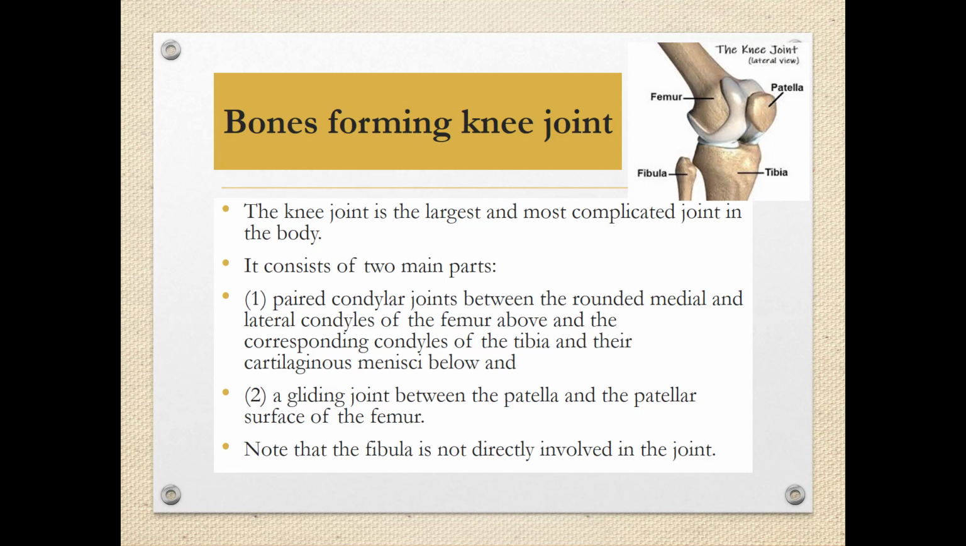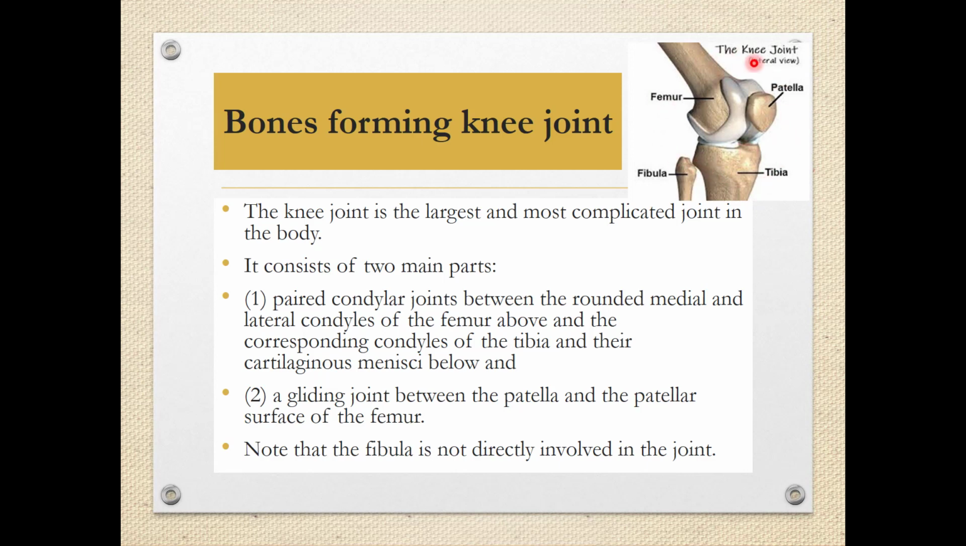The knee joint is the largest and the most complicated joint in the body. It consists of two main parts. See here, this is femur and the below bone, this is tibia. The main parts are the paired condylar joint between the rounded medial and the lateral condyles of the femur above and the corresponding condyles of the tibia and their cartilaginous menisci below.